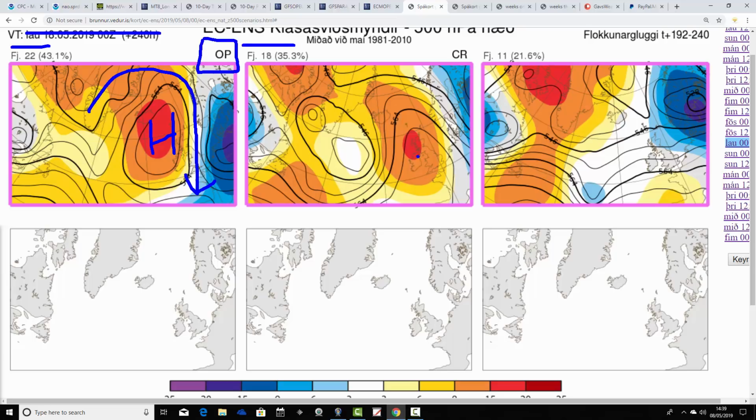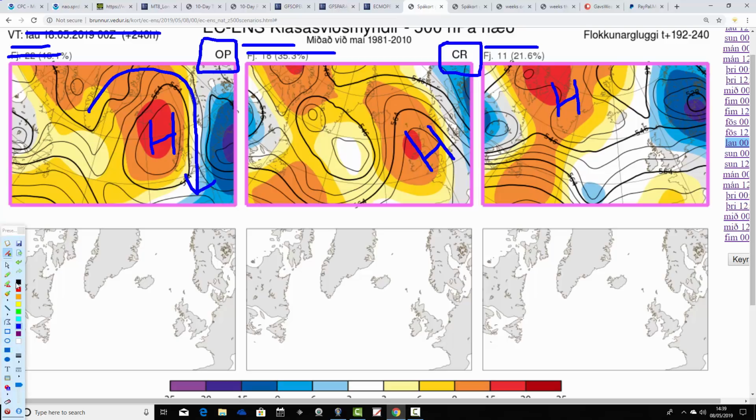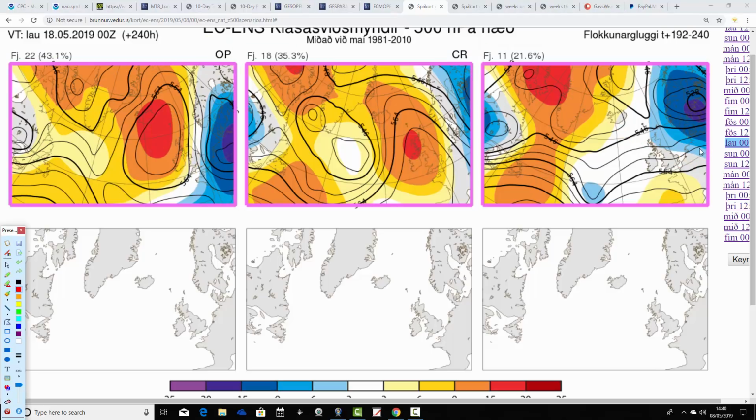Then we've got 18 that have the high pressure more centred over the top of the UK. That includes the ECM control run. Both these scenarios, the 22 and the 18, are generally quite dry and settled. And then there's a minority option, 11, that have the high pressure up towards Greenland. They have low pressure closer to us over Scandinavia, so they're more showery and probably quite cool as well, with those 11 at day 10.